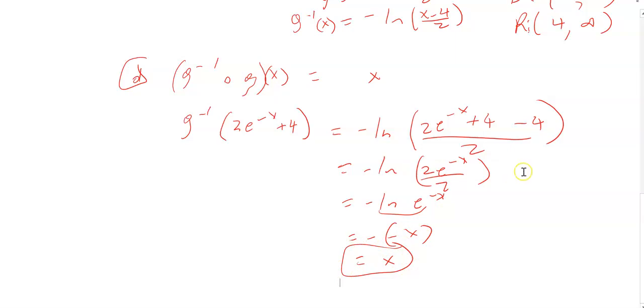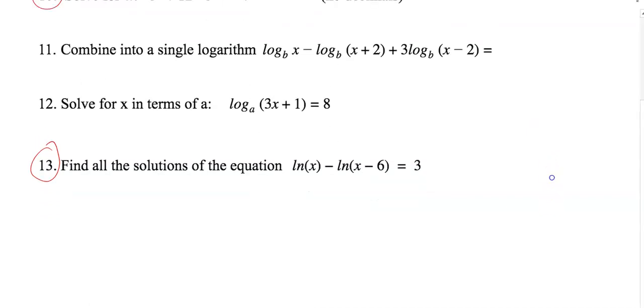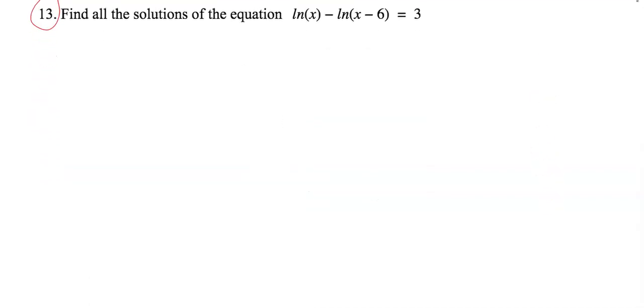Okay, so we've finished working on that. Let us look at number 10 and then 13. Number 10 asks us to solve 3 to the x plus 12 times 3 to the negative x equals 7. What you want to do with this, do not go ln just yet.